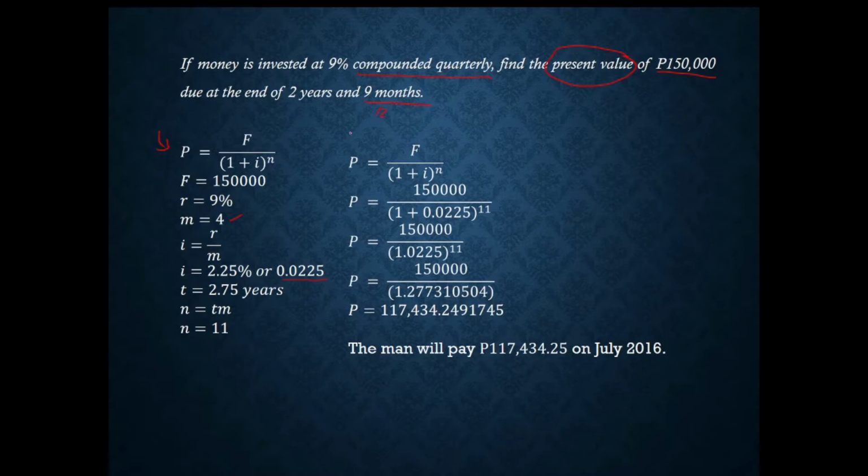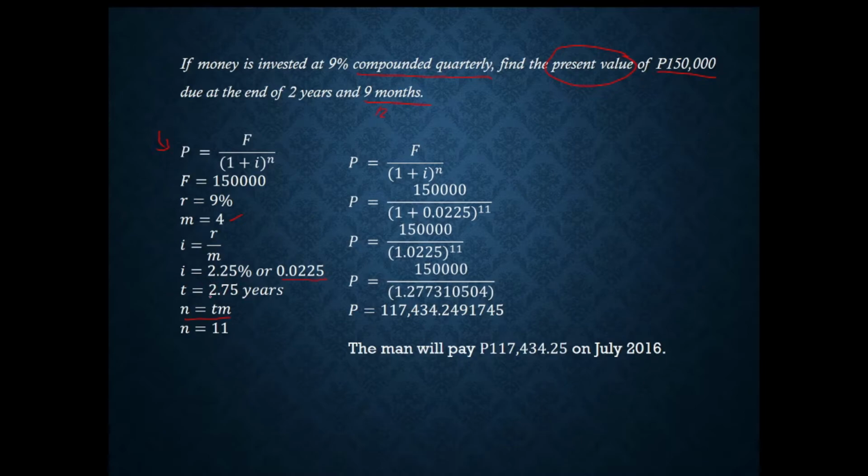9 months divided by 12 gives you 0.75 years. So we transform this into decimal form so that it would be a bit easier for us to solve and substitute in our formula. And then finally, why do we need T? Since we need to find the total number of conversion periods.